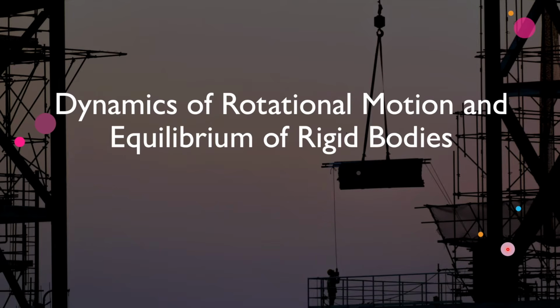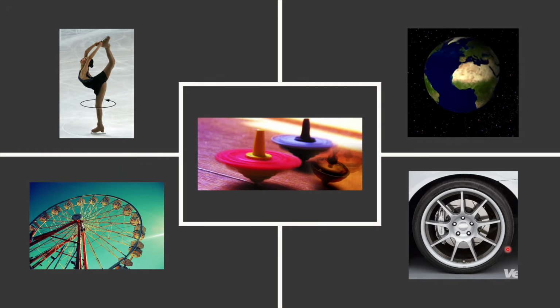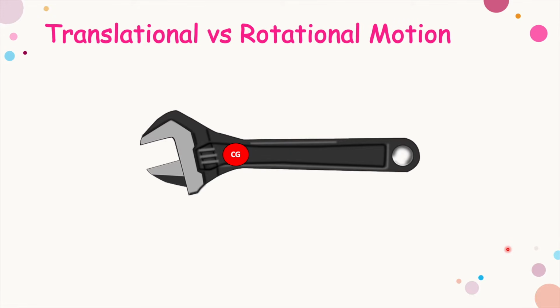Hello, in this video, we'll be discussing the dynamics of rotational motion and equilibrium of rigid bodies. Note that rotational motion is a motion of an object rotating about a fixed axis. So what's the difference between translational and rotational motion?